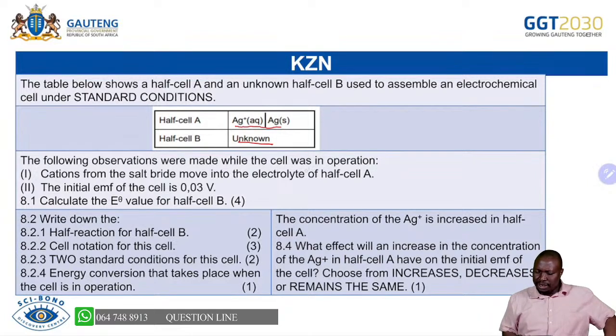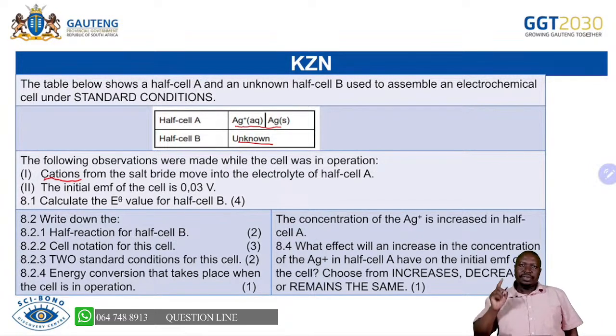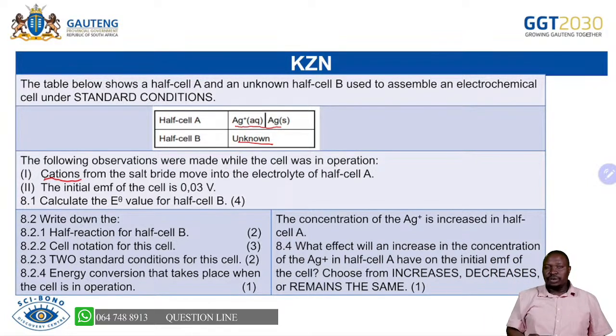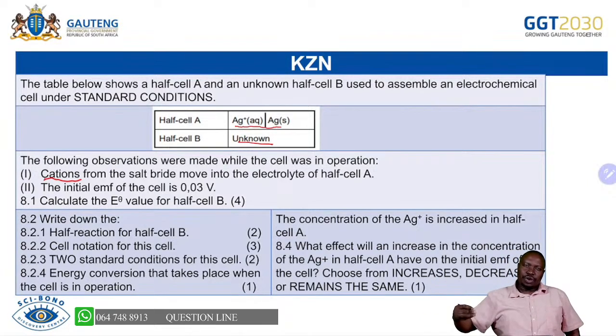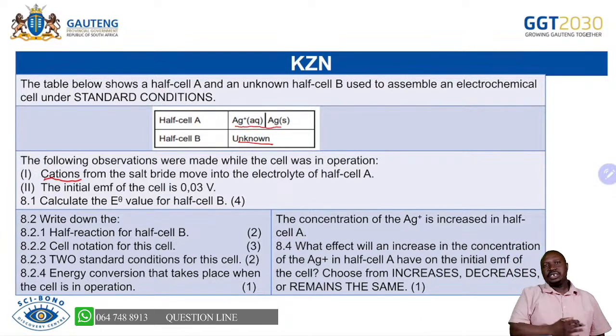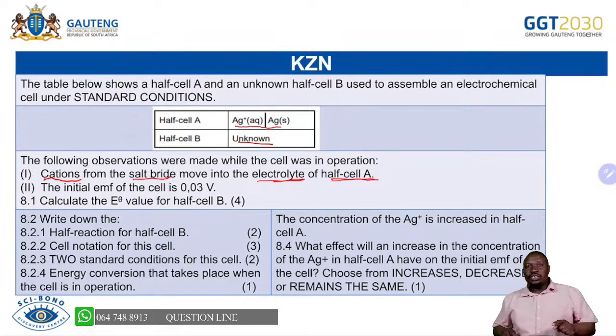The following observations were made while the cell was in operation. So what did we see? The cations. Immediately when you see cations, you are saying that this flows always to the cathode. I have overemphasized that the cations flow, because these are positive ions. They will flow to the cathode in order to maintain neutrality. The anions, or the negative ions, will flow to the anode to maintain neutrality. So in this case, our cations from the salt bridge, yes, we said the ions move through the salt bridge, will move into the electrolyte of half cell A. So you can see that the cations move to the cathode.